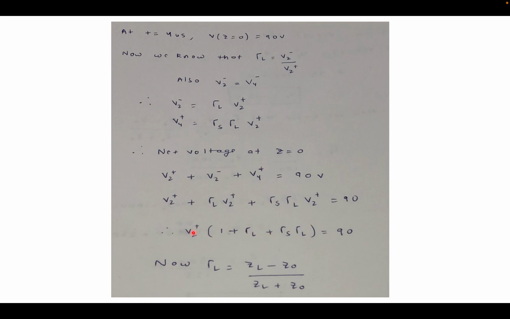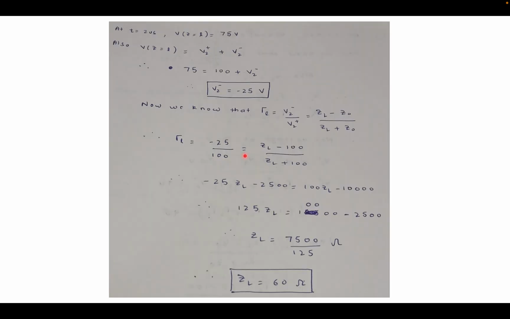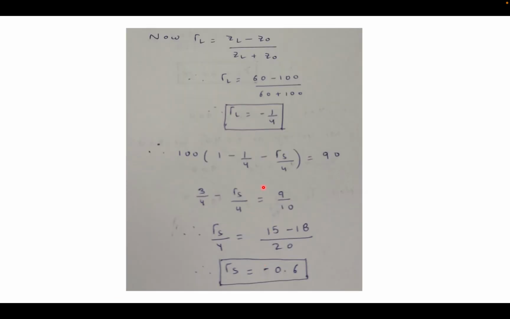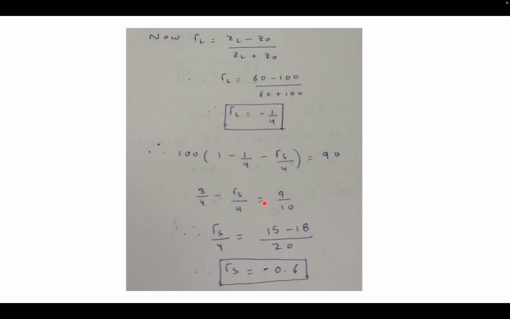So if I move forward, I can see 100 times 1 minus 1 by 4, because my tau L will be minus 1 by 4. That is easy to find, because if you know the value of ZL, you already have Z naught, you can easily calculate tau L. So the only thing that remains here is tau S, and if you solve this equation which I have marked here, you will be able to find tau S is equal to minus 0.6.